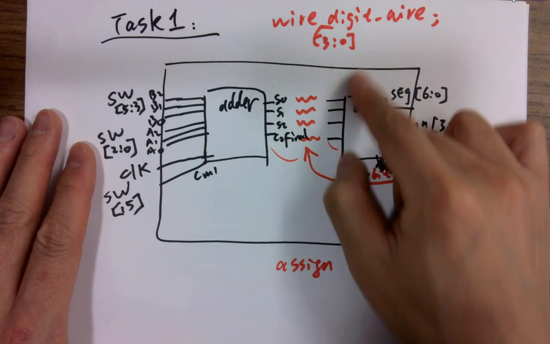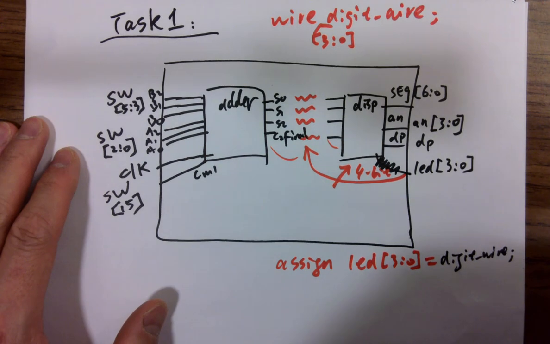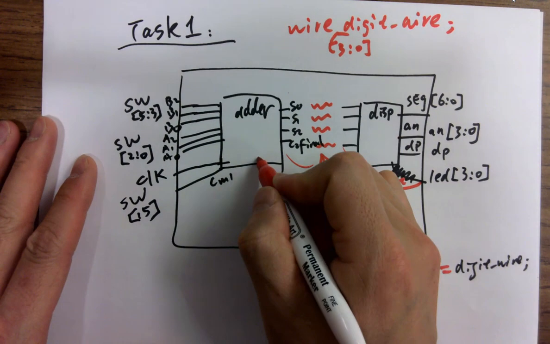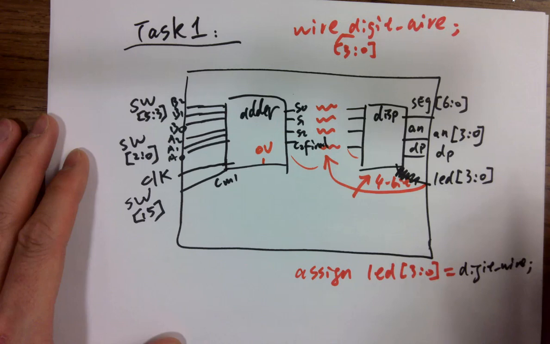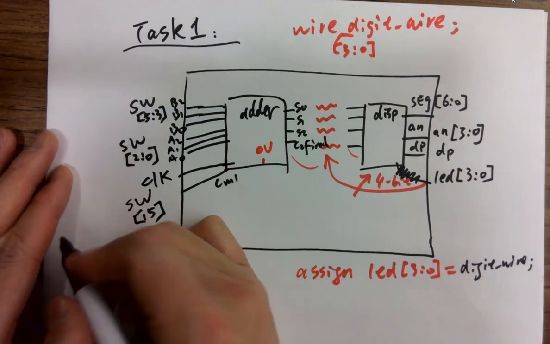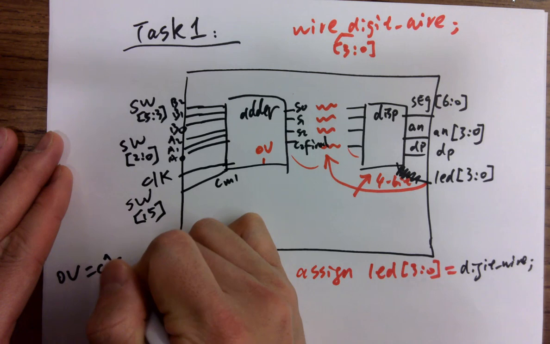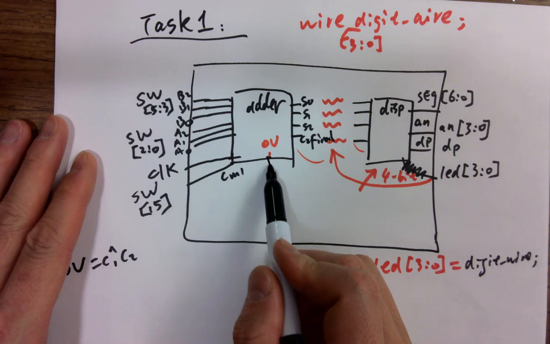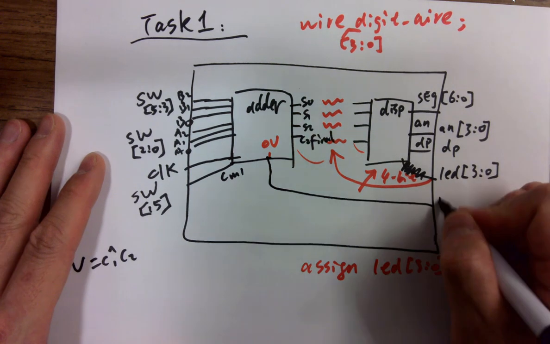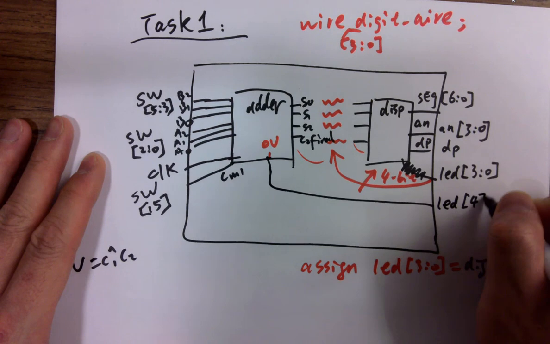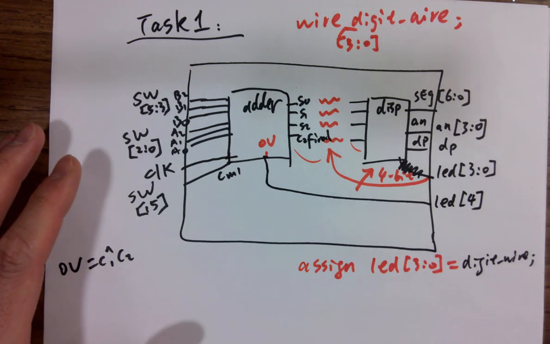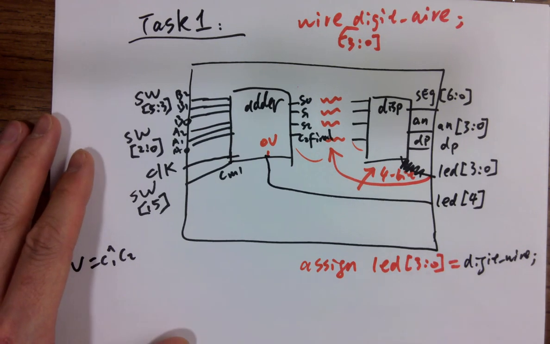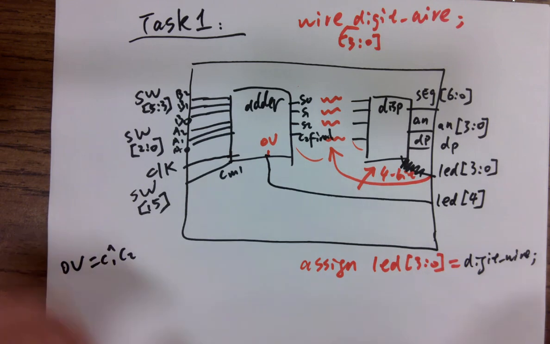What else do we need for this display module? I don't think so. It should be pretty much everything. Because this one may have an overflow indicator, remember we derived the logic expression for the overflow indicator, which is C1 XOR C2. So you can definitely have a port here as well. If you're curious whether an overflow happens or not, you have LED number 4 to show an overflow indicator, which is helpful. That's it for task 1.